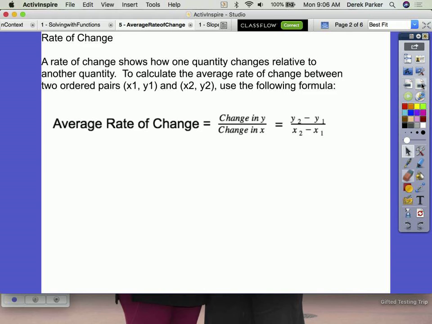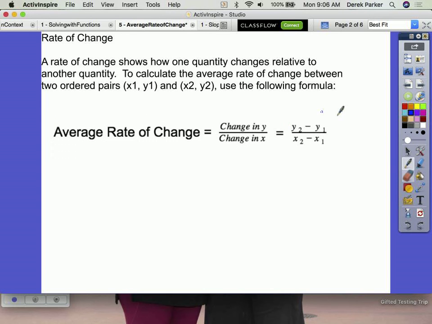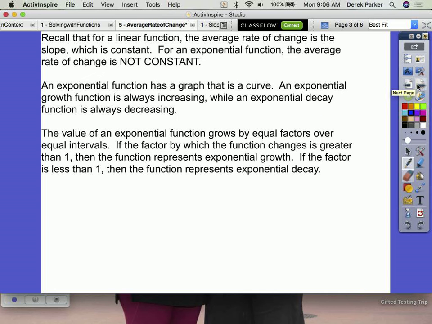To calculate the average rate of change between two ordered pairs x1, y1, and x2, y2, use the following formula. As you can tell, this is the same formula you used in the 8th grade standards to find the average rate of change or slope. Recall that for a linear function, the average rate of change is the slope, which is constant.